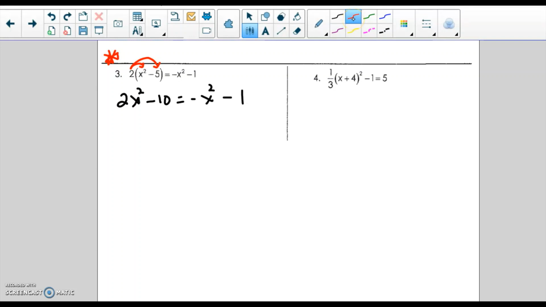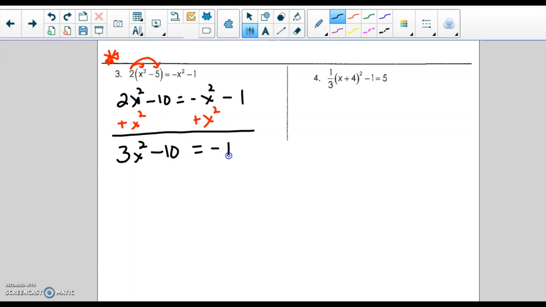All right, so at this point, we want to get both x squareds on the same side of the equal sign. So we'll add x squared, add x squared. Remember, what you do to one side, you have to do to the other. So that gives us 3x squared minus 10 equals negative 1. All right, so remember, the goal is to get x squared by itself. So we add 10. Three x squared equals 9.